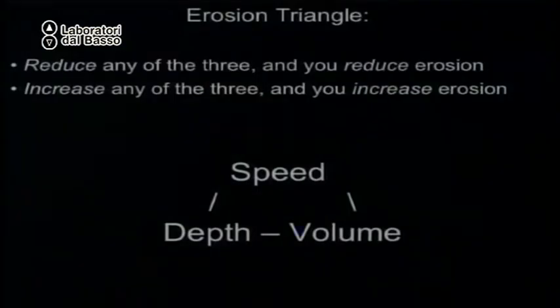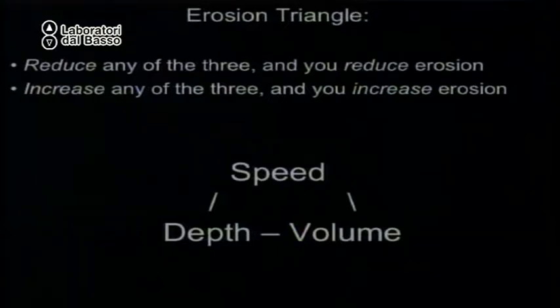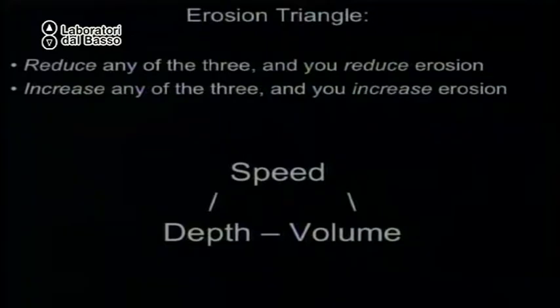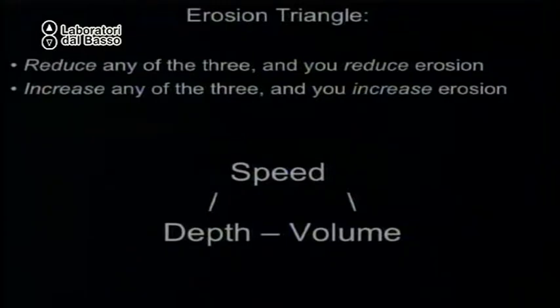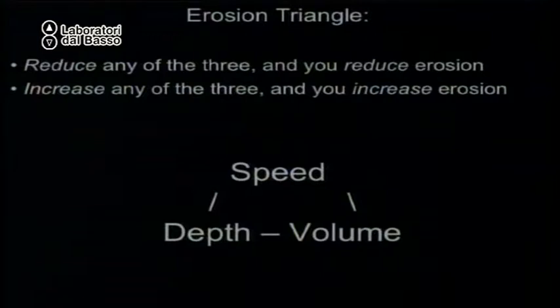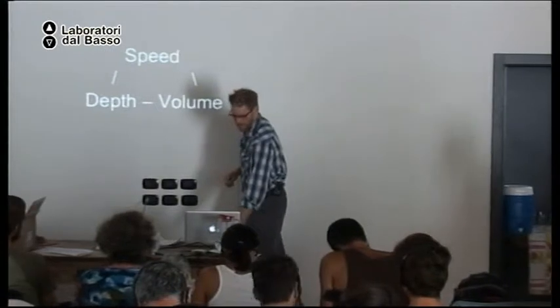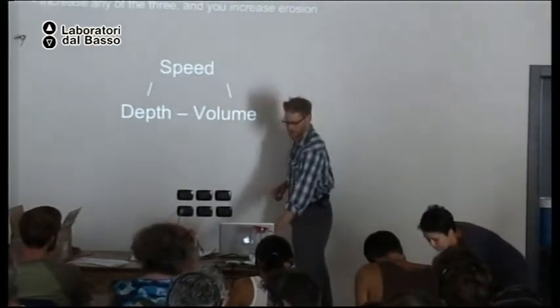Okay, so yesterday I talked about this erosion triangle. So we have speed, volume, depth for the triangle. And if you can reduce any one of these in terms of water flow, you will reduce erosion. So let's see an example of how we might use that.